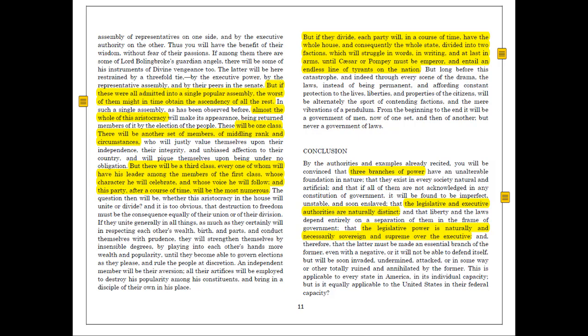And the Roman precedent is what is foremost in Adams's mind on the right-hand column of 11 at the top. "But if they divide, each party will, in a course of time, have the whole house, and consequently the whole state, divided into two factions, which will struggle in words and writing, and at last in arms, until Caesar or Pompey must be emperor and entail an endless line of tyrants on the nation." It is the classical history that is Adams's reference point.